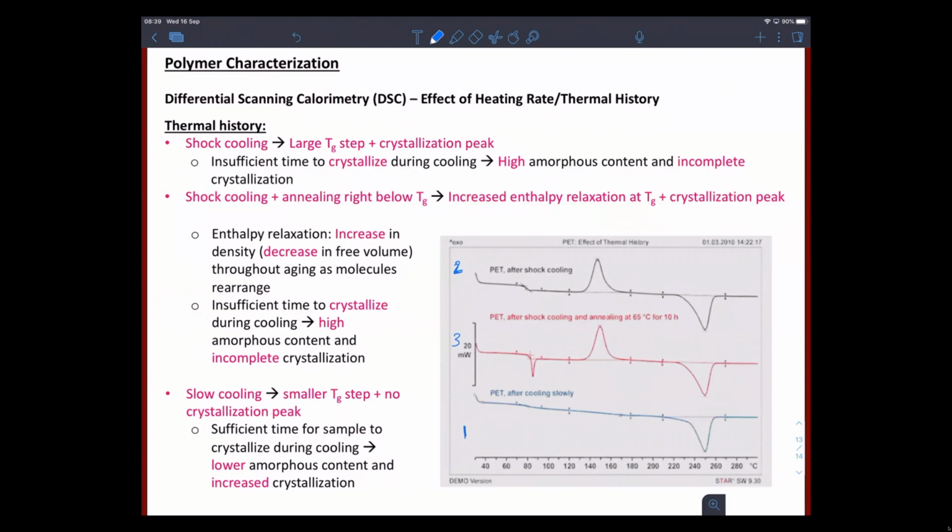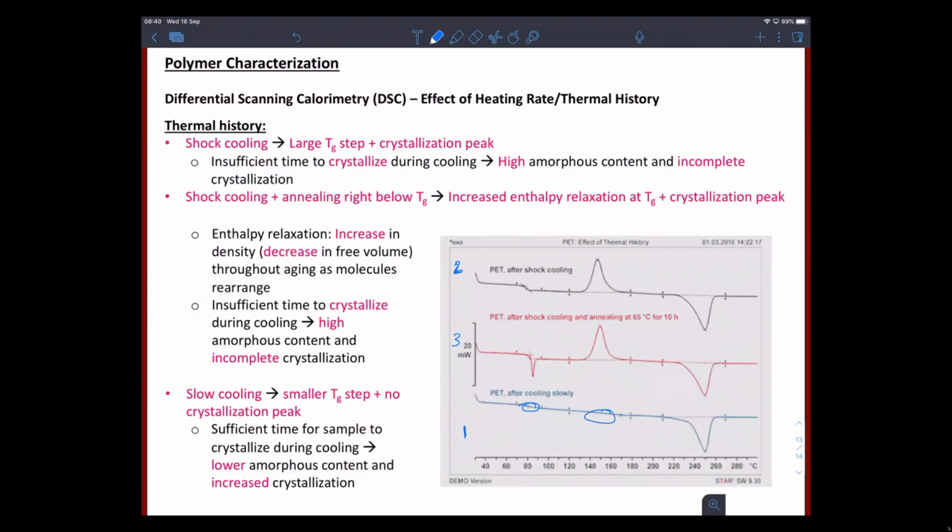But the heating measurements performed after each cooling run show clear differences in there. So the sample that was slowly cooled only shows a small step in TG, in glass transition, and it shows no cold crystallization period. That means that there is sufficient time available for the sample to crystallize, so the content of the amorphous material is low.